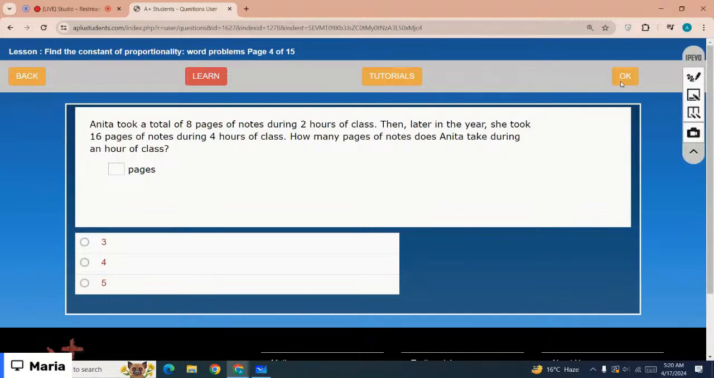Anita took a total of 8 pages of notes during 2 hours of class. Then later in the year, she took 16 pages of notes during 4 hours of class. How many pages of notes does Anita take during an hour of class? So, which is the correct option?